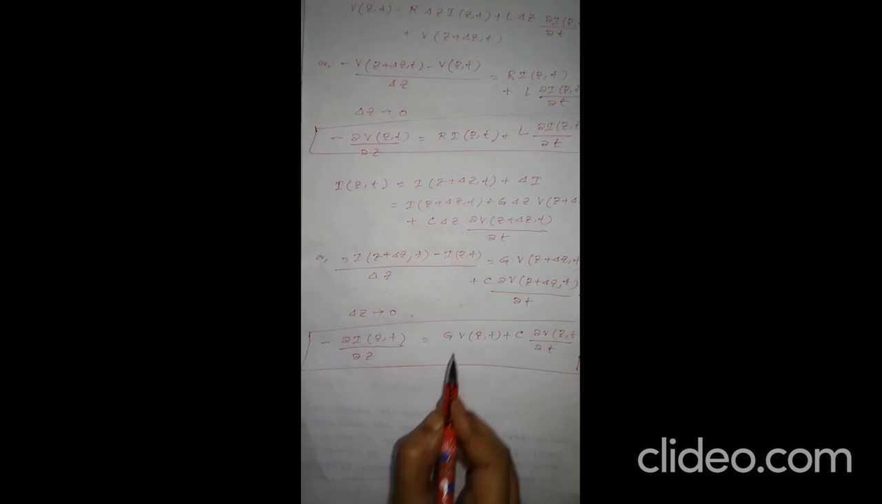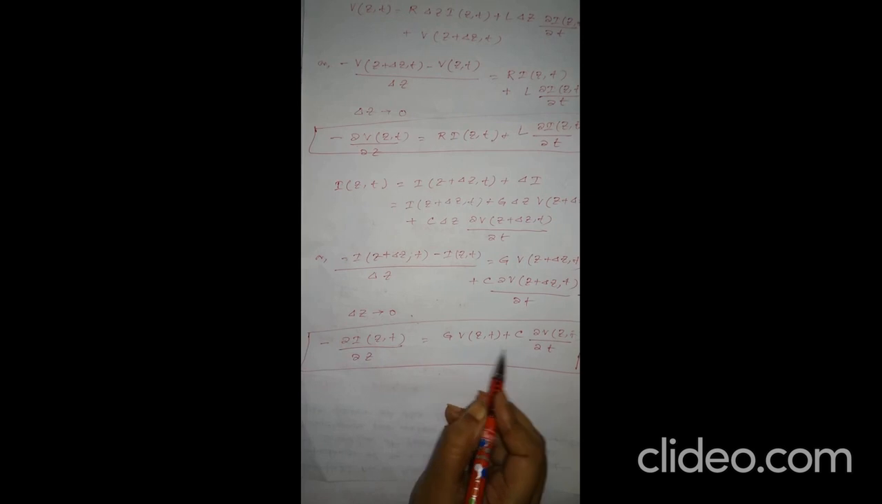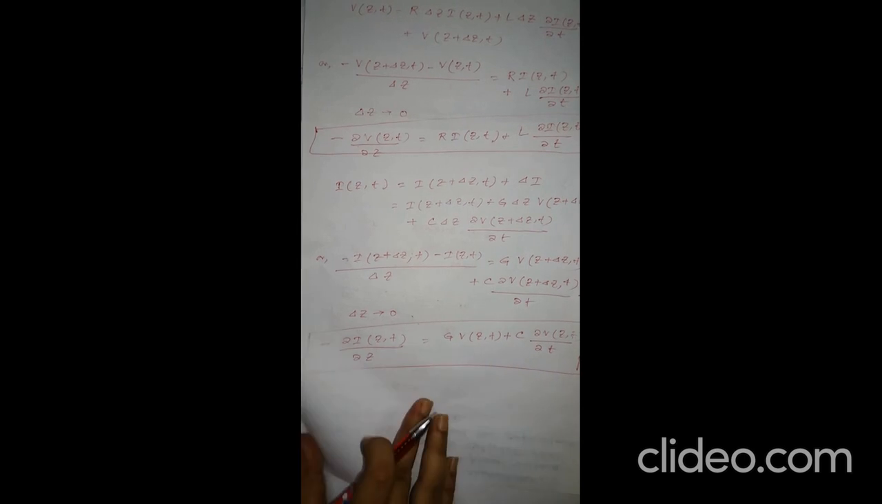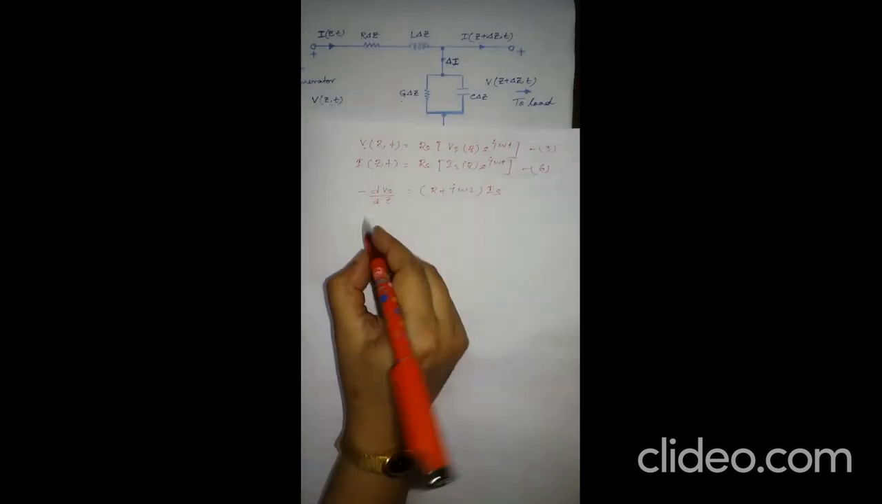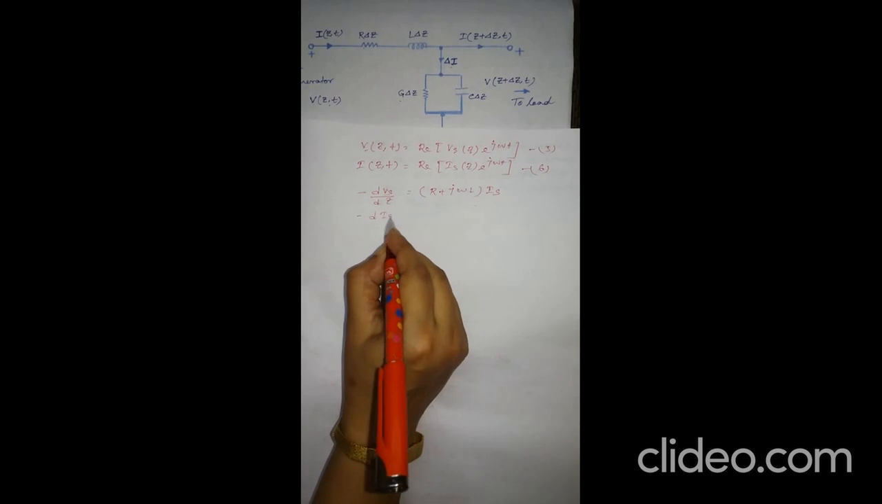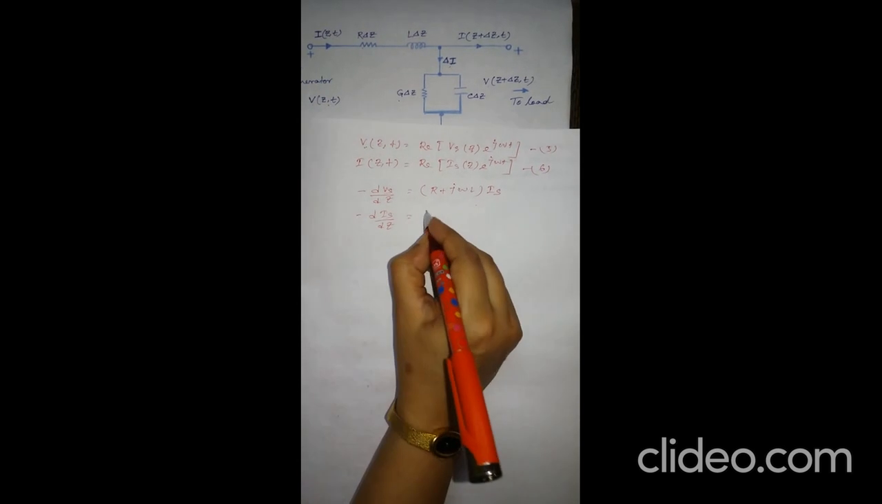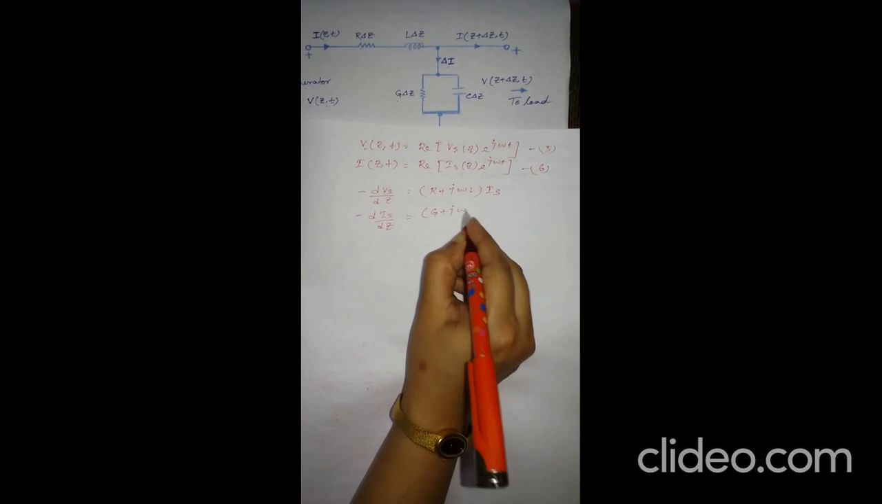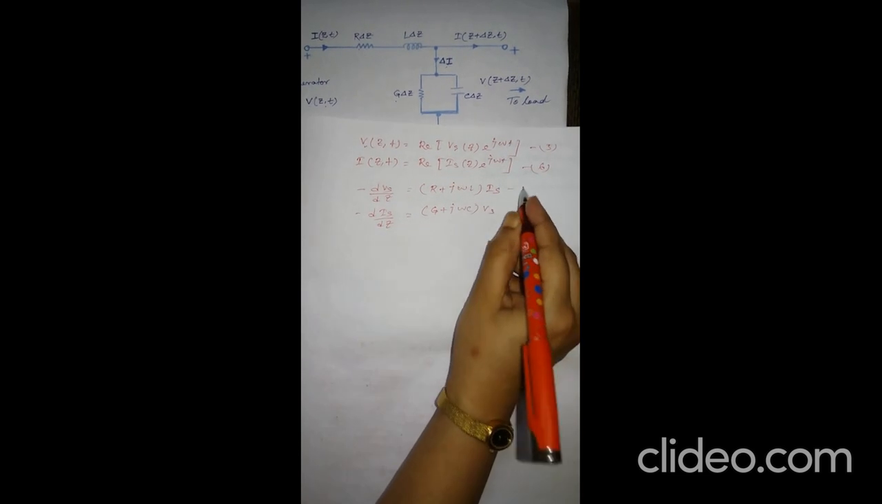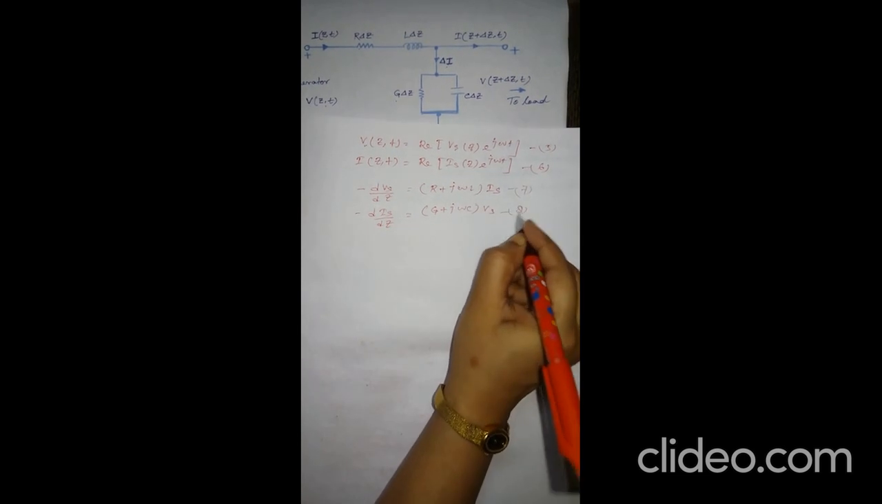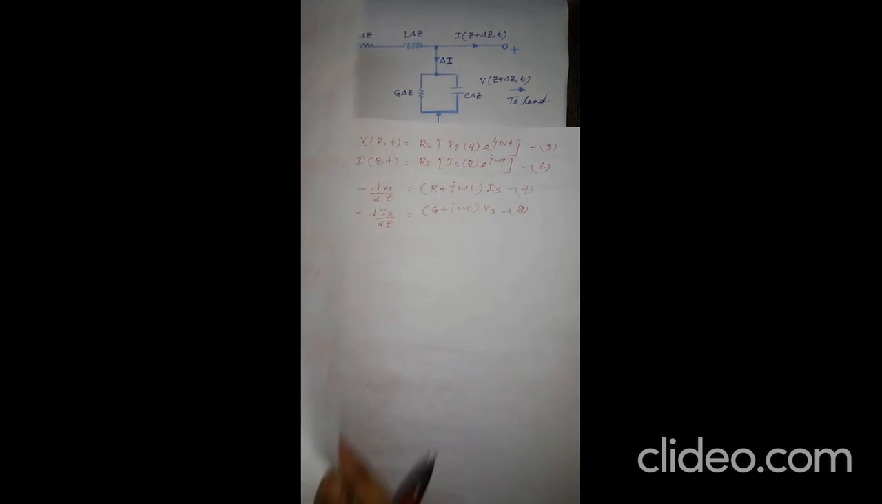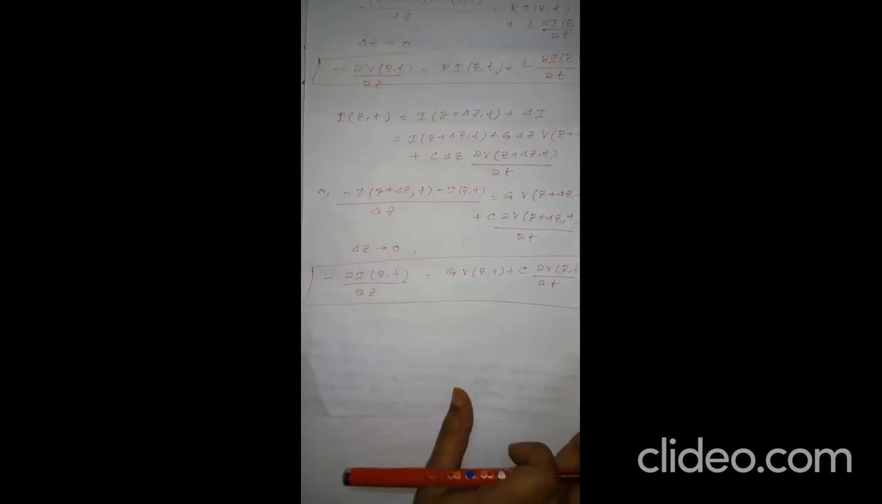Now come to the fourth equation, minus del I(z,t) by del z equal to G V(z,t) plus C del V(z,t) by dt. Similarly we can write minus dIs by dz equal to (G plus j omega C) Vs. This is equation 7, this is equation 8.